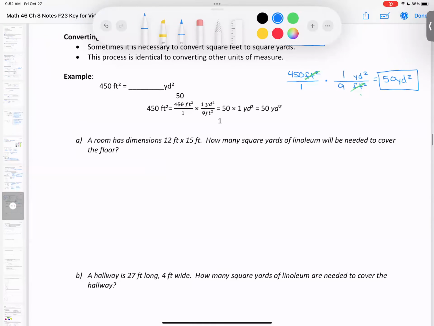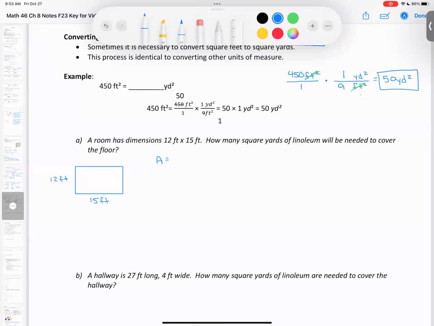Okay, so we have a room that has dimensions 12 feet by 15 feet. Let's draw that. Okay, here's our room, 12 feet by 15 feet. We want to know how many square yards of linoleum will be needed. Well, there's 2 ways to do this, really. We could convert those feet measurements right now into yards and then do width times length. The other way we could do it, let's calculate the area first.